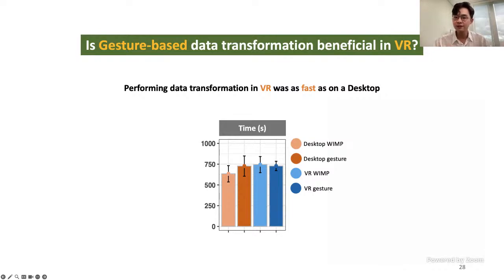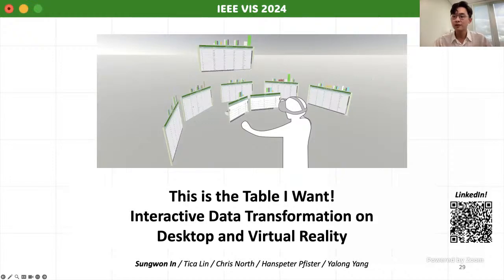So we think that even though physical body movement takes a longer completion time to perform operations, it resulted in similar time performance as desktop. So we believe embodied data transformation introduced a new paradigm for data science tasks, not only enabling a fully immersive workflow, but also performing those without writing any code.